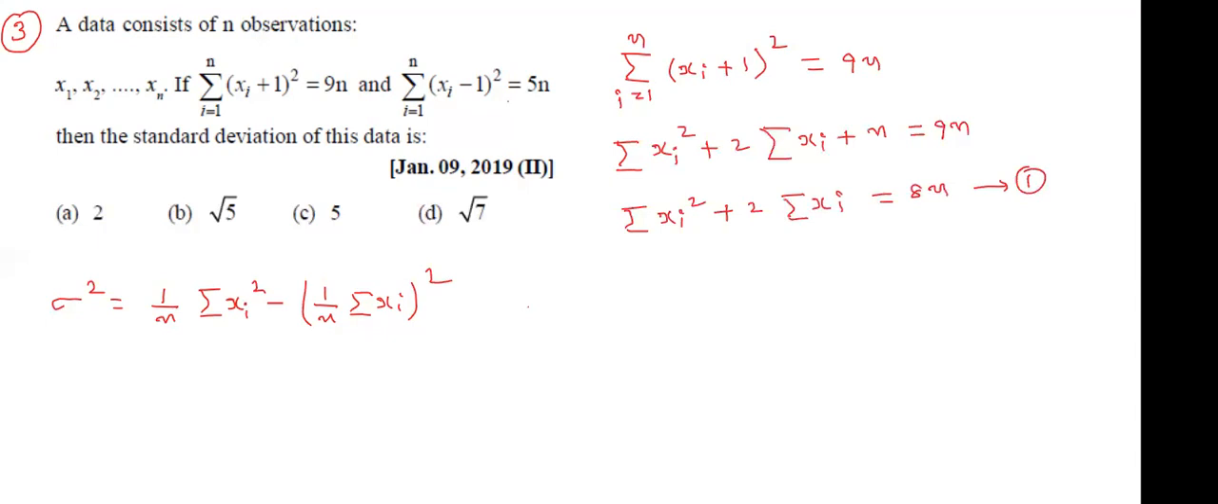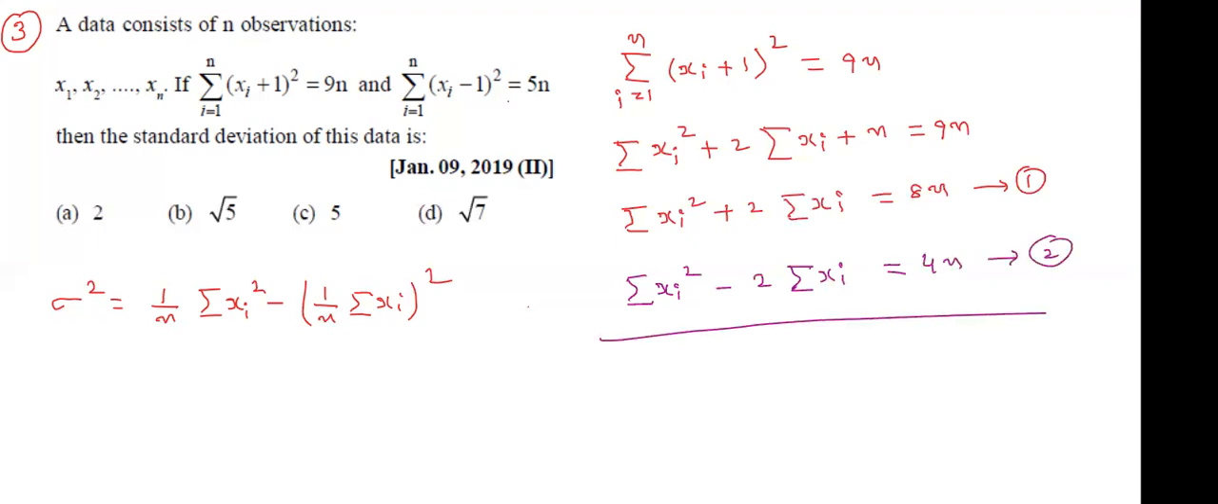What we get, students? I'm writing directly: sigma xi square minus 2 into sigma xi. But 1 is repeated n times, n sent to the right hand side, 5n minus n, 4n. This is the second equation. By solving these two, 2 times sigma xi square cancels, that is equal to 8 plus 4, 12n. Now finally, sigma xi square is equal to 6n.